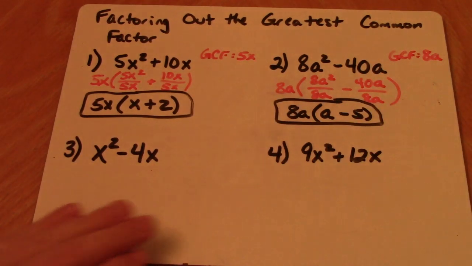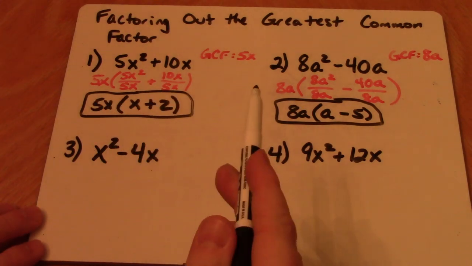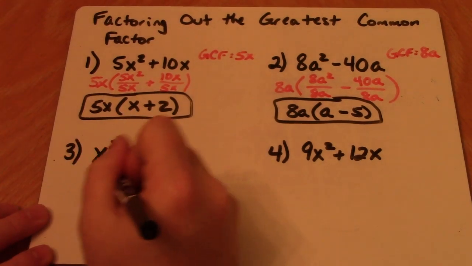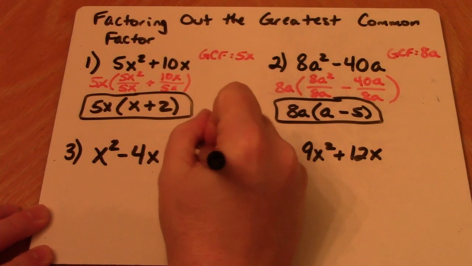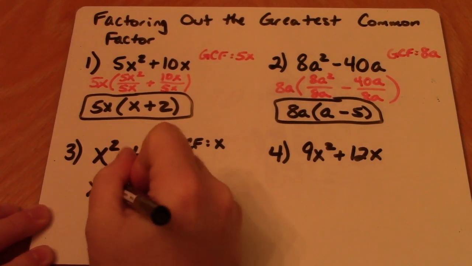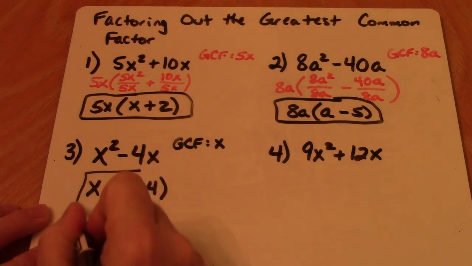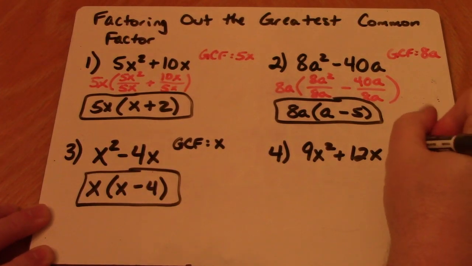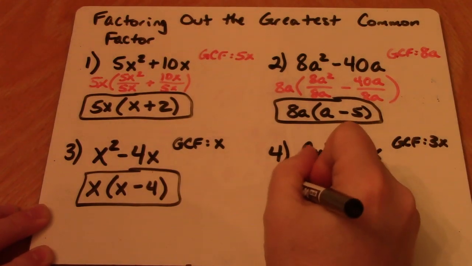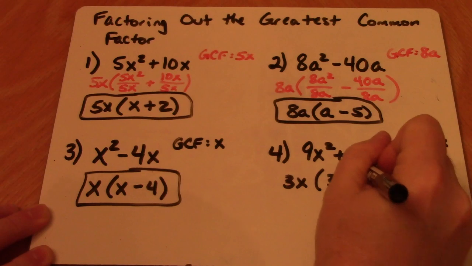Here are 2 additional examples. Remember that this could apply to 3 terms as well. There would just be 3 things that we would be dividing and pulling out of. So on number 3, the greatest common factor is x, only x, or 1x, which means this would factor into x times x minus 4. And here the GCF would be 3x. So we'd pull out a 3x, which would leave 3x plus 4.